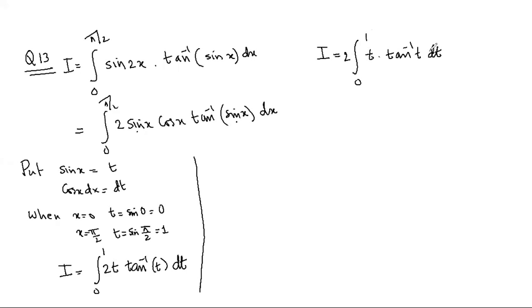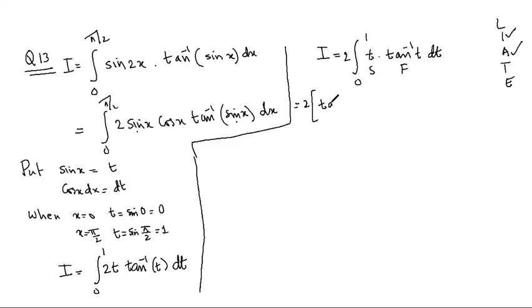Can anybody tell me the method to integrate this? Yesterday it was there in homework. By parts. By parts. So what is LIATE? Inverse is before algebraic. So this is the first function, this is the second function. This question was there in yesterday's homework.